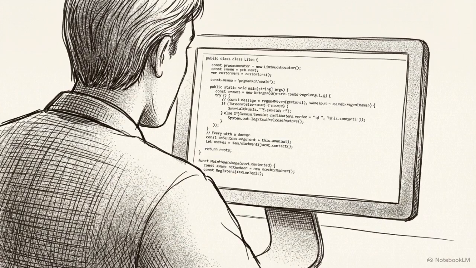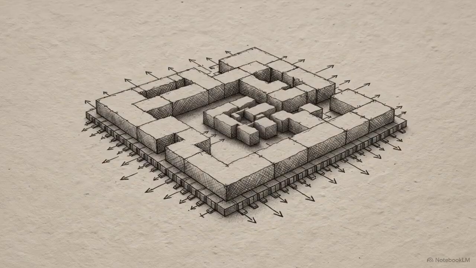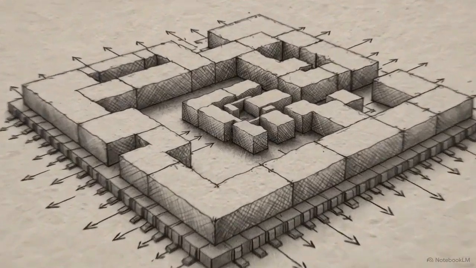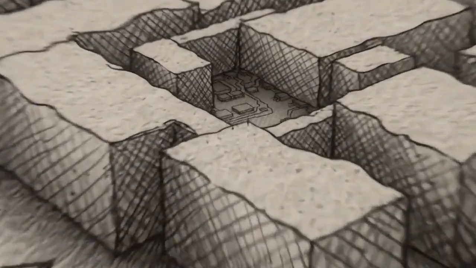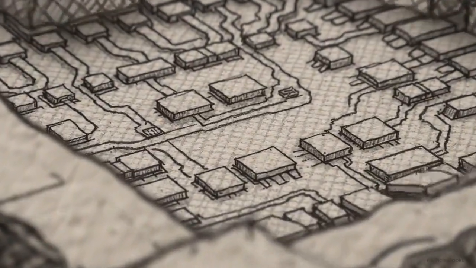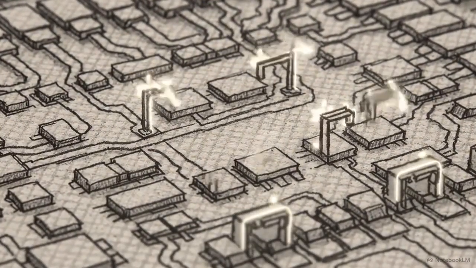We write code using text. We use words, variables, and logic that map to human reasoning. But the hardware executing that code only understands binary states, voltage gates flicking open and closed. The human-readable text is an illusion.